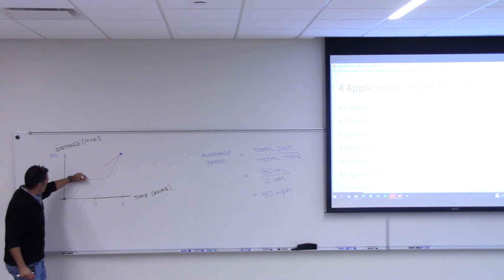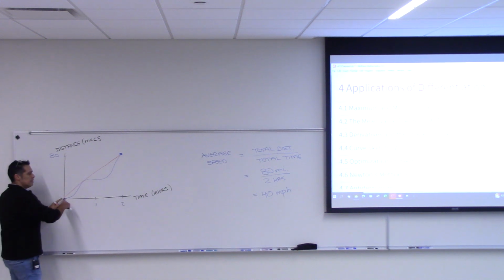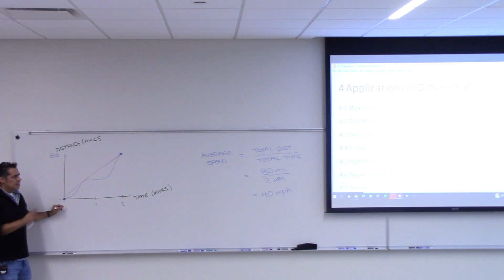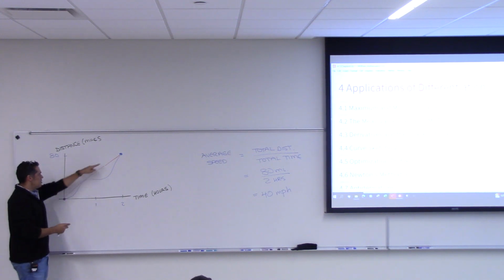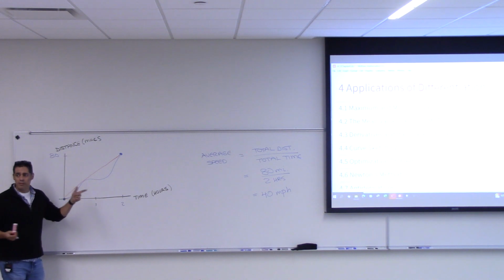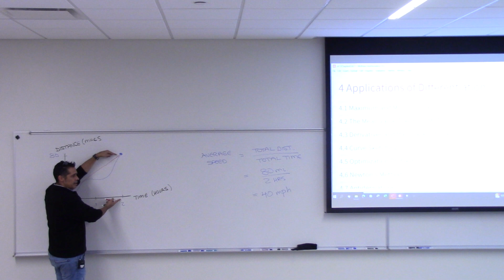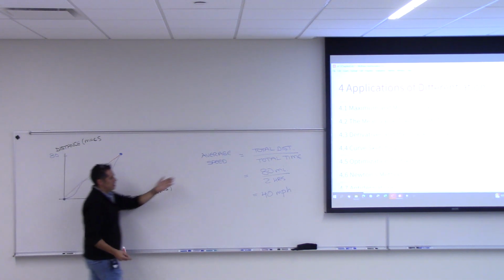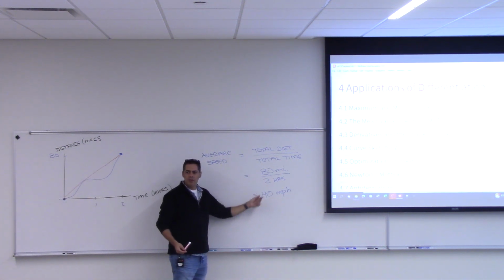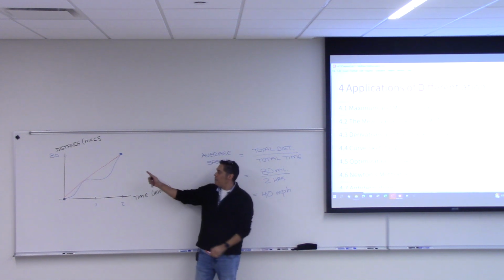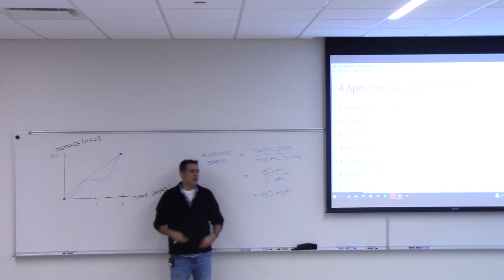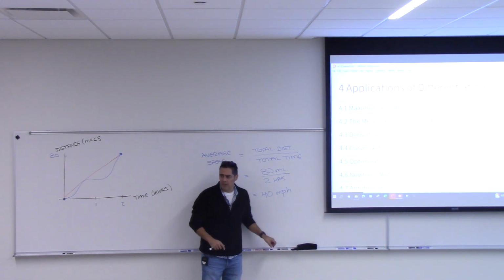Draw this straight line connecting from here to here, right? Whatever the slope of that line is, that's your average speed. Why? What's the slope of this red line? Rise over run. What's rise? 80. What's run? 2. 80 divided by 2, right? So the slope of this red line is equivalent to your average speed.